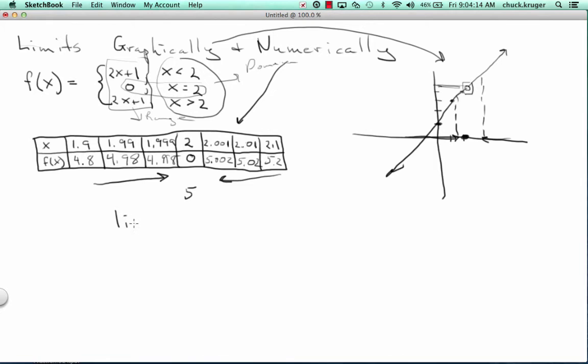So I say that the limit as x approaches 2, because that's where I'm headed, of f of x is equal to 5. It's not this value down here. It has a value, f of 2 equals 0, but I don't care about that. I care about the numerical value that my limit is approaching as I approach from the left and the right.